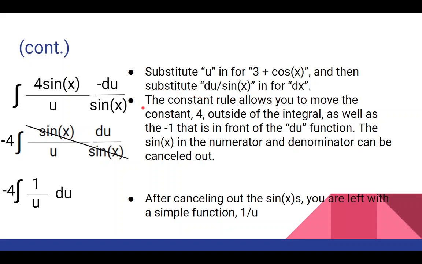So after that, we substitute everything back in, and we have 4 sine of x over u, and then negative du over sine of x. And here we can use the constant rule, so we can move this 4 and this negative 1 to the outside of the integral. And then after that we can cancel out these. And so we're left with negative 4 times the integral of 1 over u du. And here we can integrate this pretty easily.